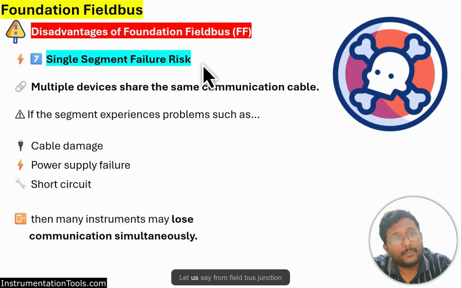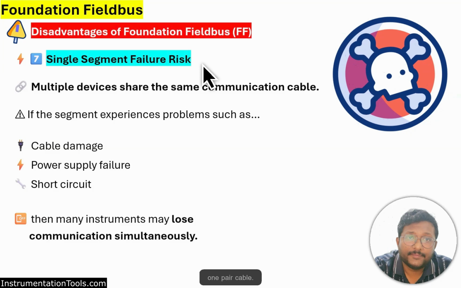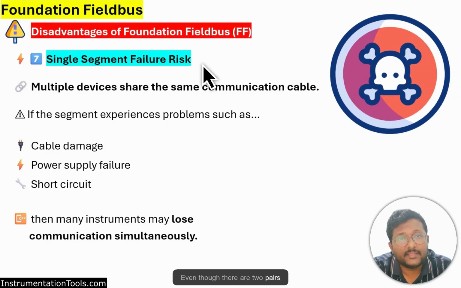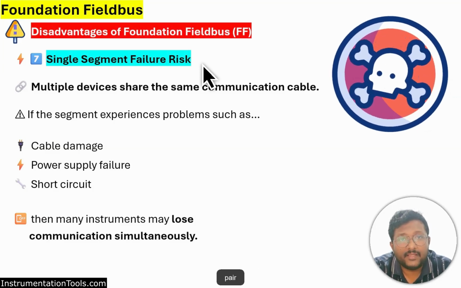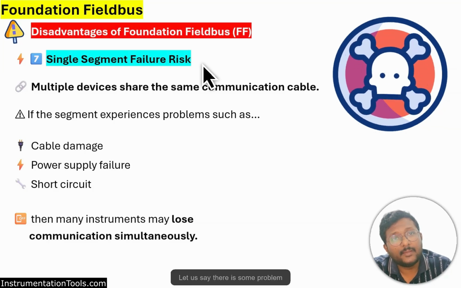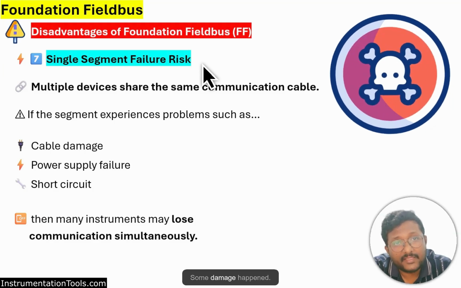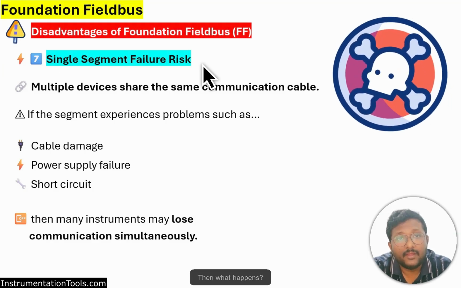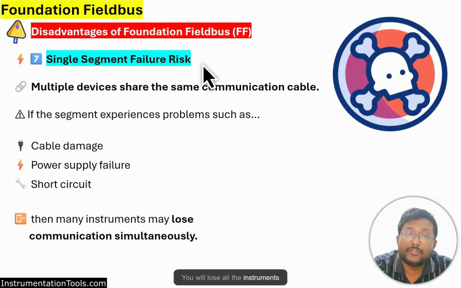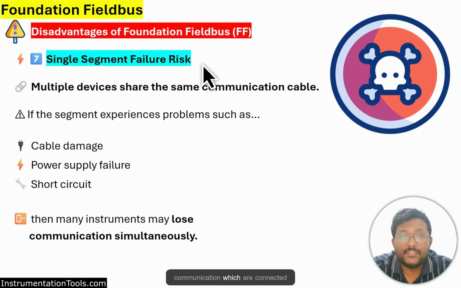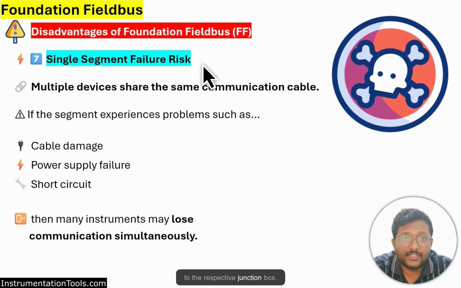Let us say from the fieldbus junction box, we are using only one pair cable, right? Even though there are two pairs inside, only one pair is used, and the second pair is spare. Let us say there is some problem with that single pair, the trunk cable, some damage happened. Then what happens? You will lose all the instruments' communication which are connected to the respective junction box.